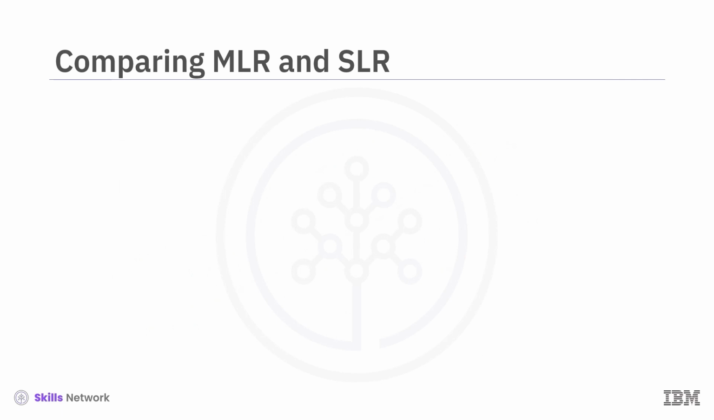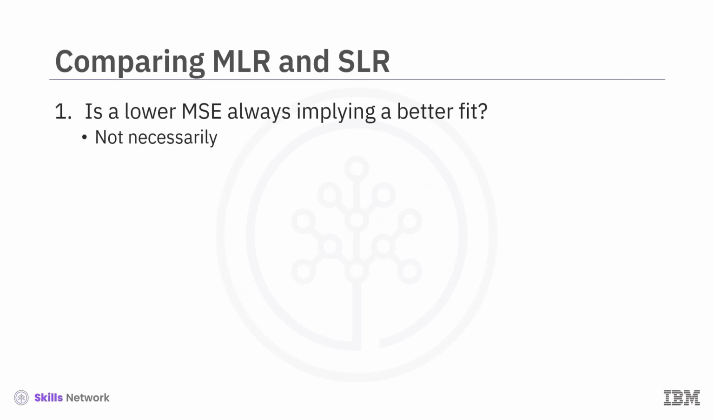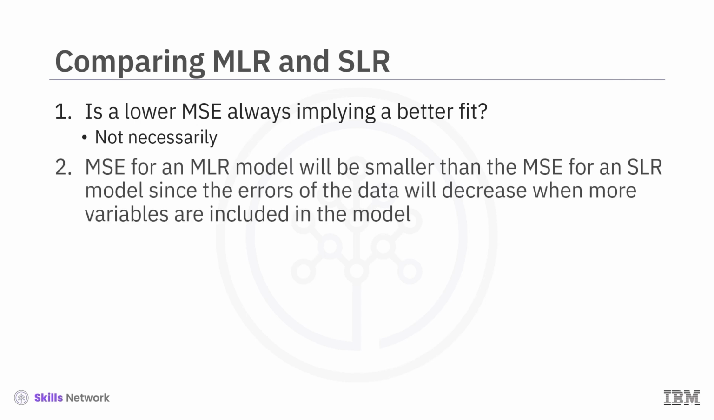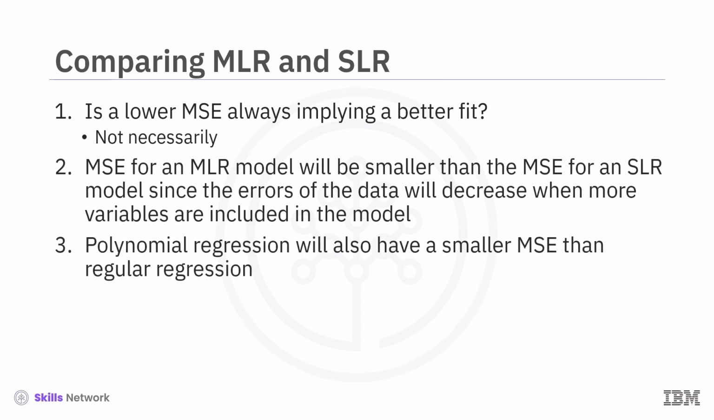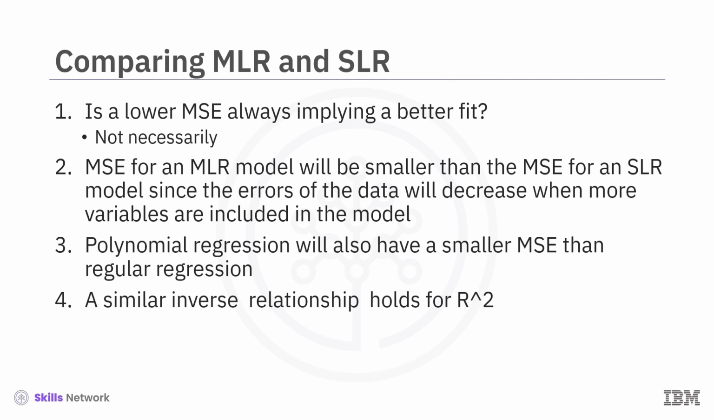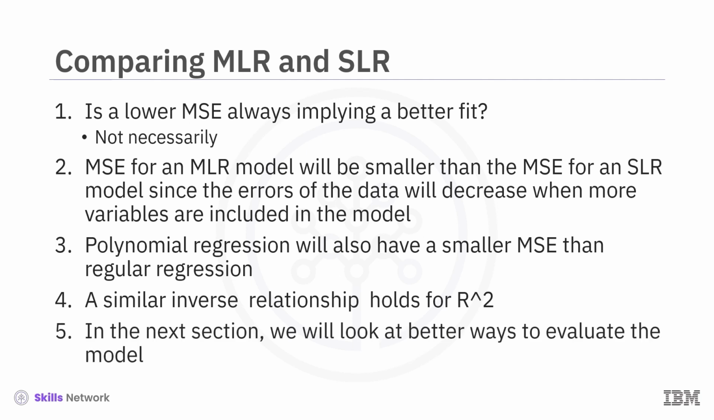Comparing MLR and SLR, does a lower MSE always imply a better fit? Not necessarily. The MSE for an MLR model will be smaller than the MSE for an SLR model, since the errors of the data will decrease when more variables are included in the model. Polynomial regression will also have a smaller MSE than regular regression. A similar inverse relationship holds for R-squared. In the next section, we'll look at better ways to evaluate the model.